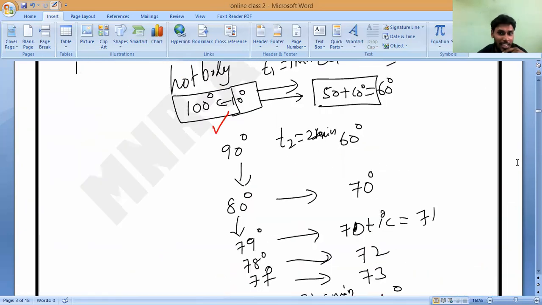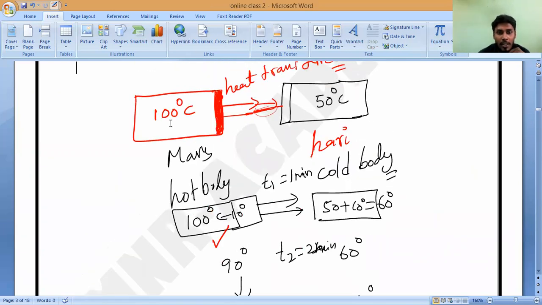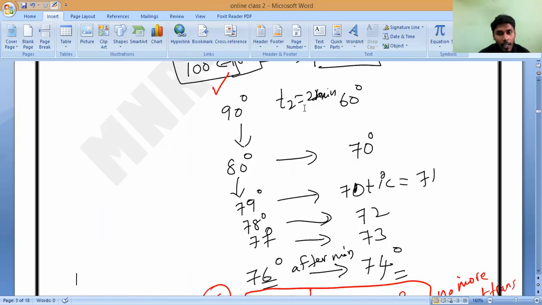So Reddy sir said one thing. Initially, you may observe very carefully, the temperature difference is much. What is the temperature difference between Mari and Hari? It is 50 degrees Celsius. Correct or not? After 10 minutes, what is the temperature difference? Only 10 degrees.